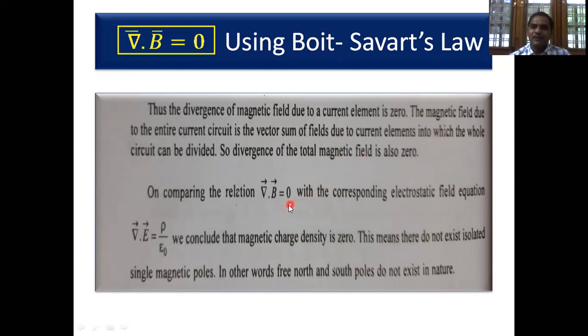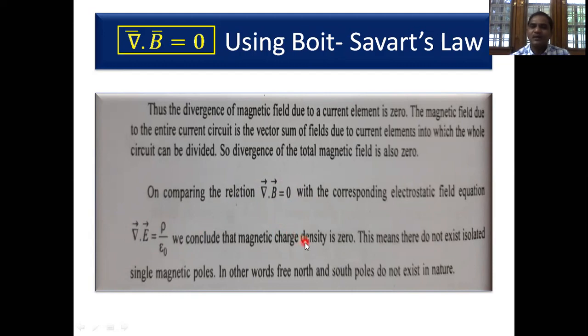So on comparing the relation del bar dot B bar equals 0 with del bar dot E bar equals rho by epsilon naught, we have the formula in magnetostatics. That is nothing but Gauss law in magnetostatics. In electrostatics, we have the Gauss law del bar dot E bar equals rho by epsilon naught. Comparing these two equations, it is very clear that in the case of magnetism, there is no term of rho.